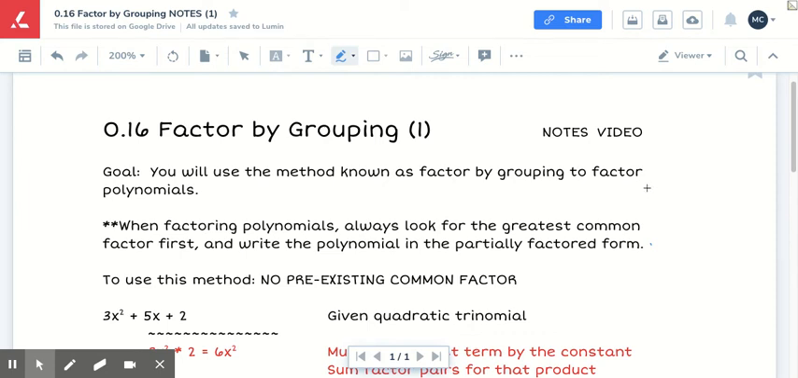Today we're going to be looking at factor by grouping, and our goal is to use the method known as factor by grouping to factor polynomials. Now the polynomials we're going to be looking at today have no pre-existing common factor. So even though in yesterday's lesson I told you that the greatest common factor is the first thing that you're always going to look for, I've engineered these problems to where all of them have no common factor.